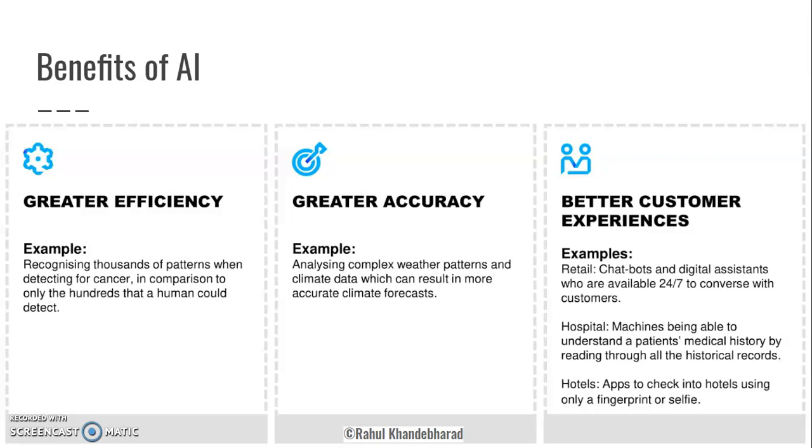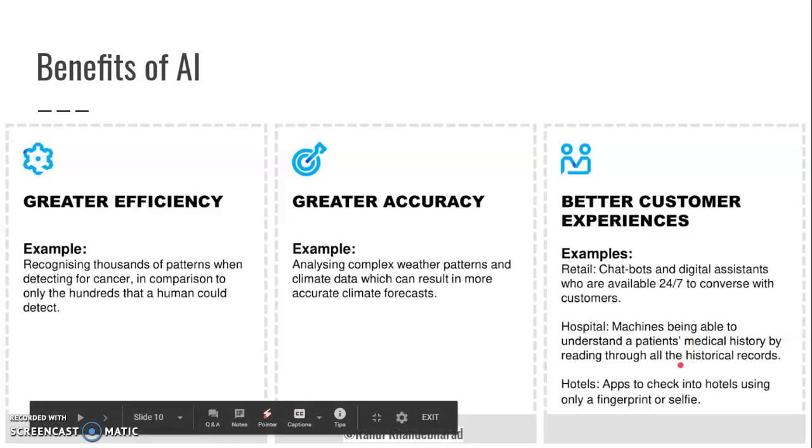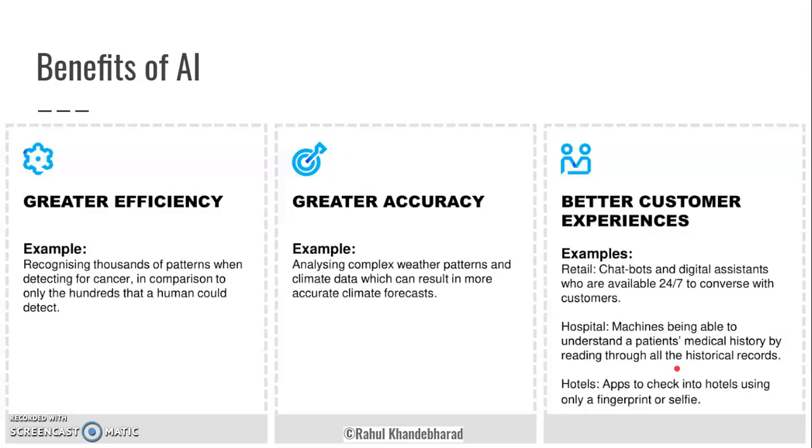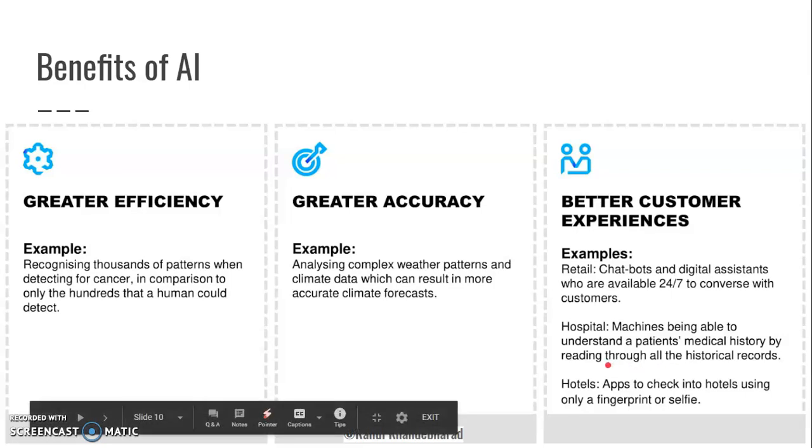They can be used in weather forecasting because their prediction models are very strong and they can accurately identify the weather forecast. So they are generally deployed in weather forecasting. As we have already talked about, chatbots are used in customer care. They are used in hospitals for understanding the patient's medical history and what diseases he can get in future. They are also used in hotels for check-in and check-out, that is, you can check in with a fingerprint or your selfie. So these are some of the cool examples or benefits of AI.